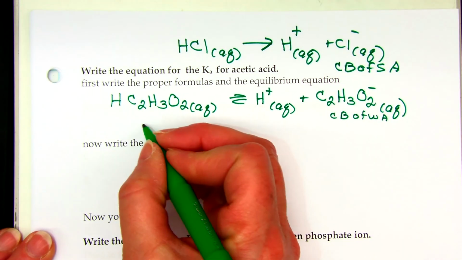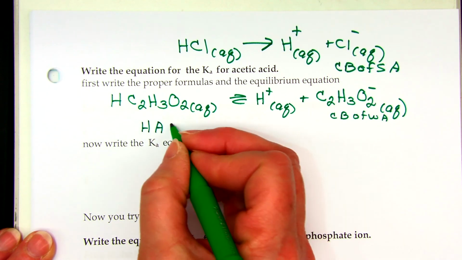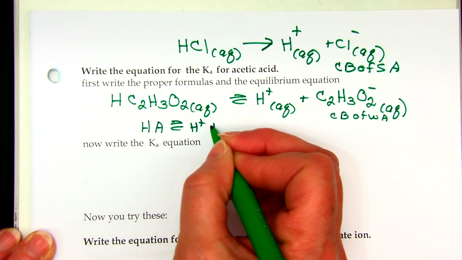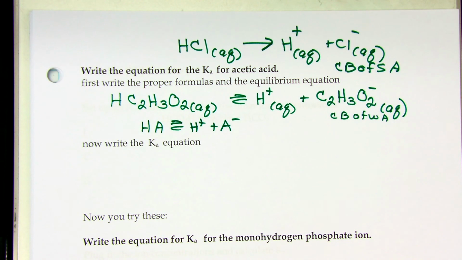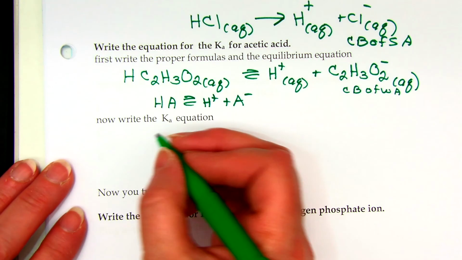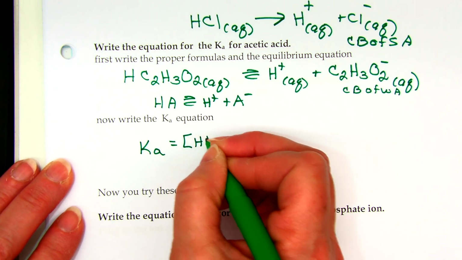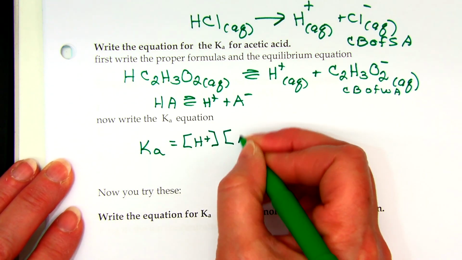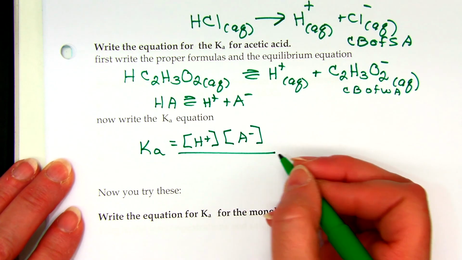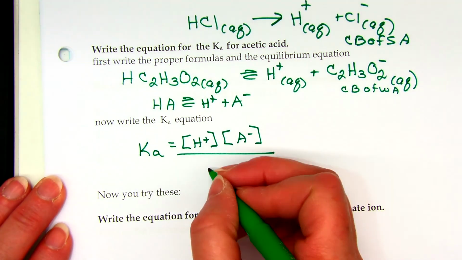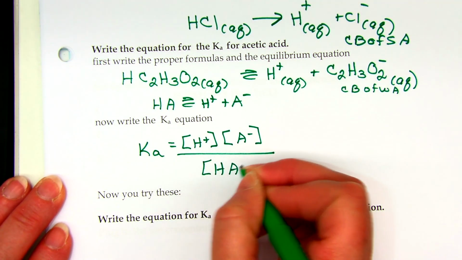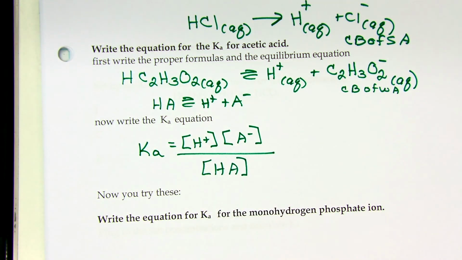Now, the lazy way is to just do this. HA, our generic, is in equilibrium with H plus plus A minus. That's what you'll usually see me do because it's less writing. So now we can write the Ka expression. Ka is equal to the hydrogen ion concentration, it could also be hydronium, times A minus, our generic anion, which in this case is acetate, divided by HA. So now go ahead and just at your seats, write out the Ka expression for the monohydrogen phosphate ion, which is a weak acid in its own right.